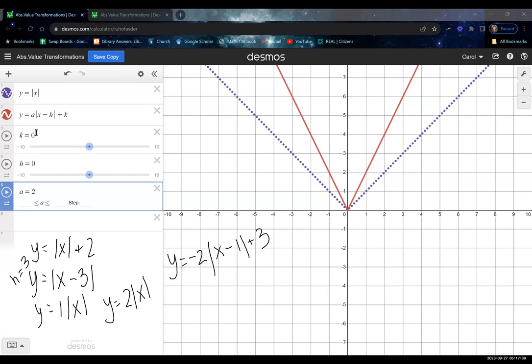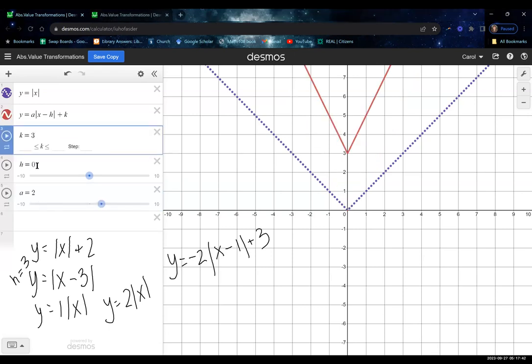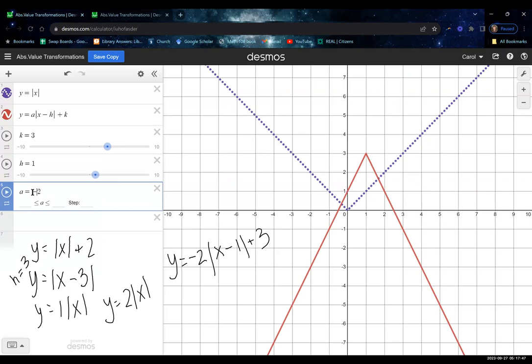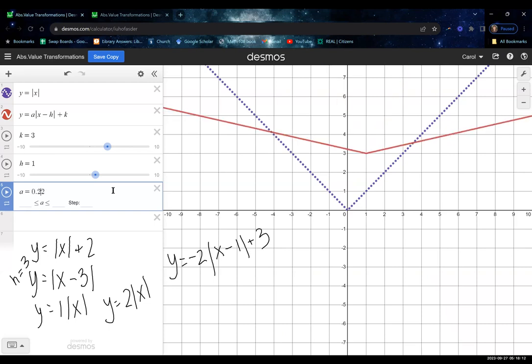Stop drawing. k is 3. h is 1. And a is negative 2. So it is now shifted to the right 1, up 3, flipped over to be an upside down V, and it is skinnier. It has a vertical stretch 2. Let's see what happens if I have a fraction. We didn't look at that with a yet. So plug that in. What if it was 0.2? Whoa, 0.2. It is squished now. It's a lot flatter, right?